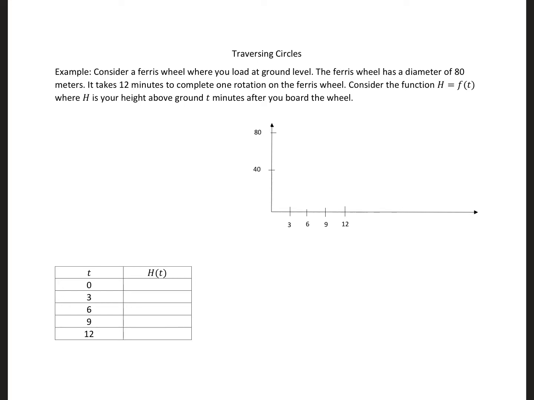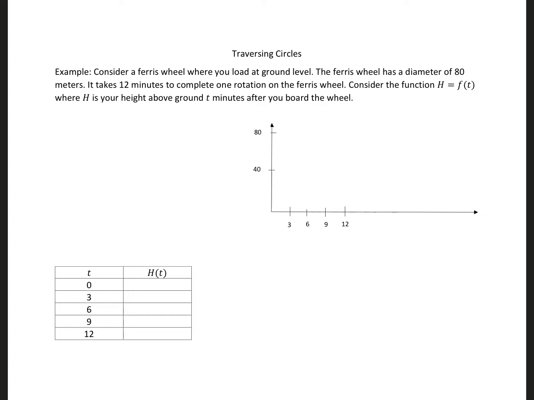Hello everyone. In this video we're going to look at what happens as you trace around a circle, and we're going to reconsider what we're thinking about as inputting and outputting as we trace around that circle. So imagine a Ferris wheel where you get on the Ferris wheel at ground level. This particular Ferris wheel has a diameter of 80 meters, and it's going to take us 12 minutes to complete a rotation around the Ferris wheel.